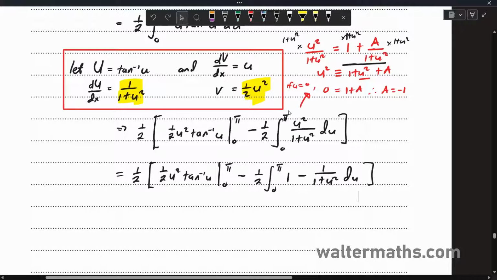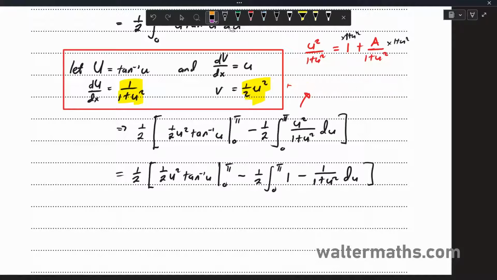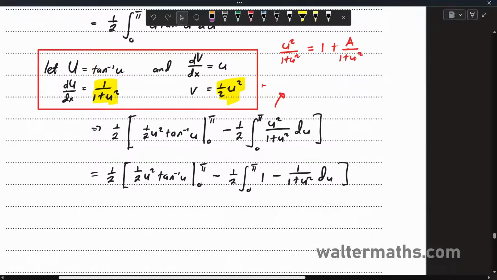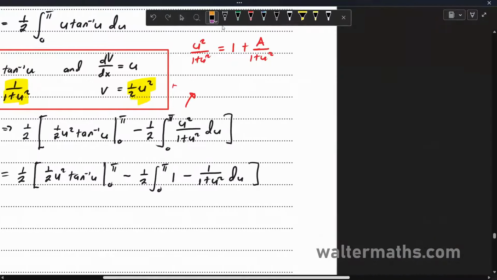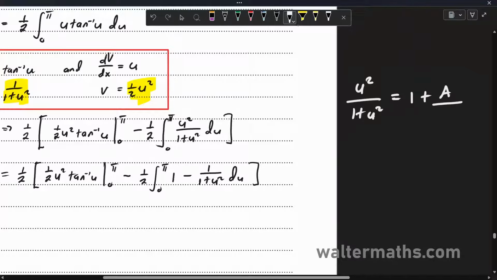Can you repeat this part? Okay, it's fine. Let me do that. I think I was a little bit too quick with it. Let me do that quickly. I think I can use the space on the right side. What I essentially did was, because we want to integrate u squared over 1 plus u squared, what I was trying to say was that u squared over 1 plus u squared, we can partialize it to 1 plus a constant over 1 plus u squared. Okay, are you okay with that part?